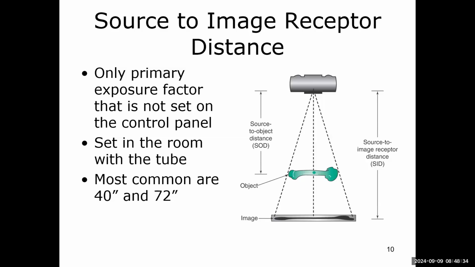And so you say, well, really the more distance, generally, the better, because we'll talk about this towards the end of the semester, but it reduces magnification when you have greater distance, which improves spatial resolution, which is a good thing. But we can't get 72 inches over a table, right? It's physically impossible. So that's why years ago they just said, okay, 40 is going to be the standard, because you can pretty much get 40 inches in any x-ray room.